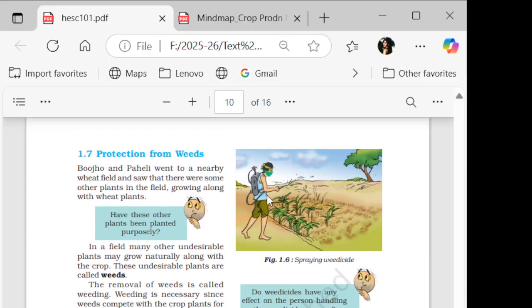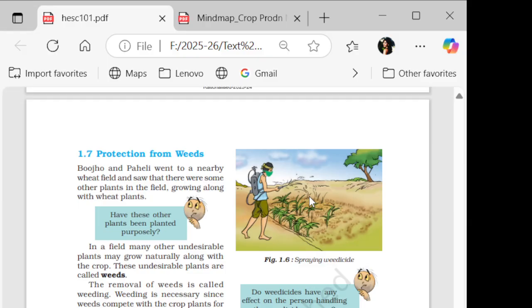Now see, there is a farmer given to you here who is actually sprinkling the chemicals or weedicide on the plants. So there's a question: does it harm the person who is actually spraying the chemical?